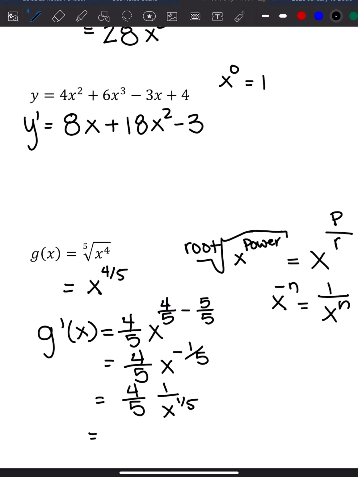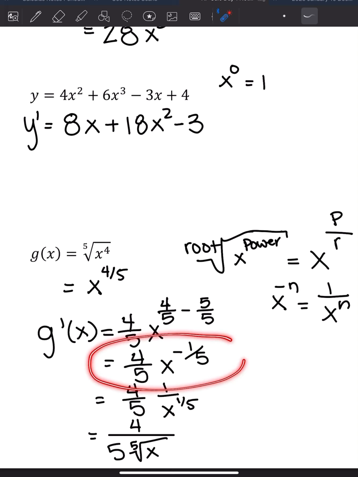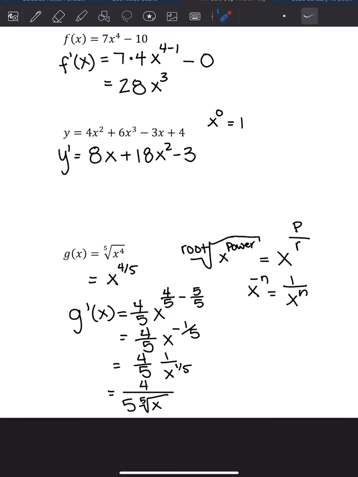So I have 4 divided by 5x. My power is 1, and I don't need to write it, but my root is 5, so I'm going to have 4 divided by the 5th root of x. So if I needed it to be in a multiple choice answer, this is probably the form that they would give us. There is always a chance that they might give us something that looks like this, but it's not guaranteed.